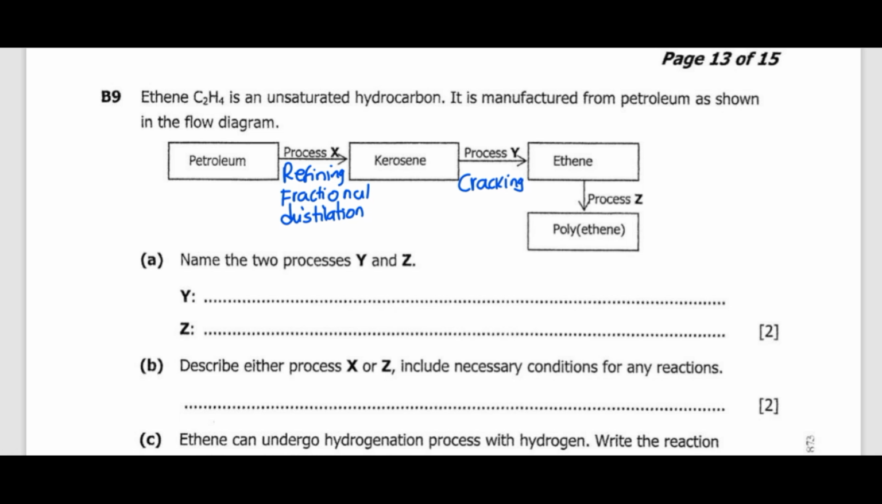Then from ethene to polyethylene, we can see the poly here. So this is polymerization. So we have answered: Y is cracking, Z is polymerization.